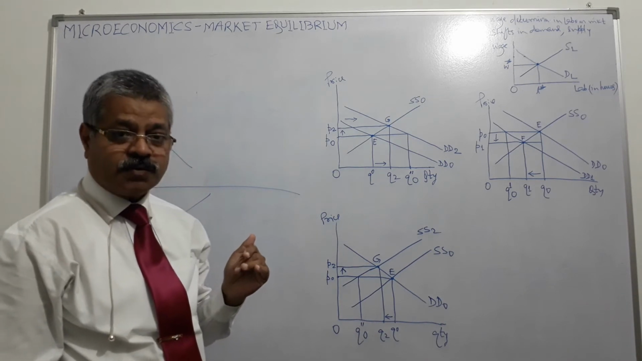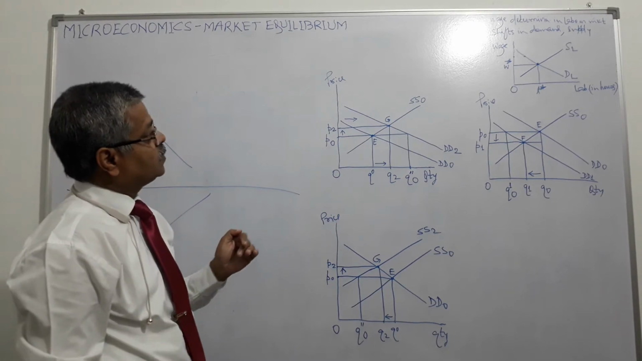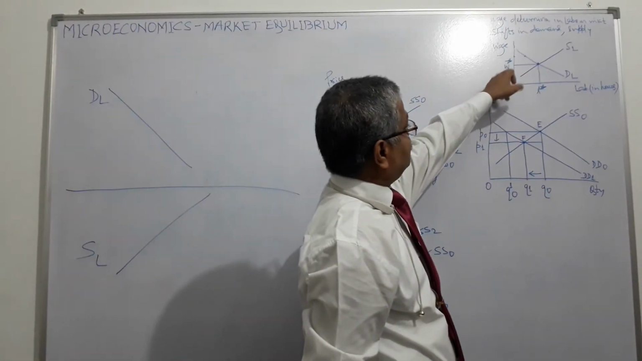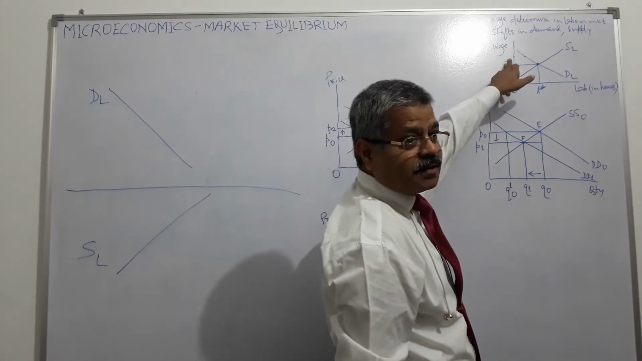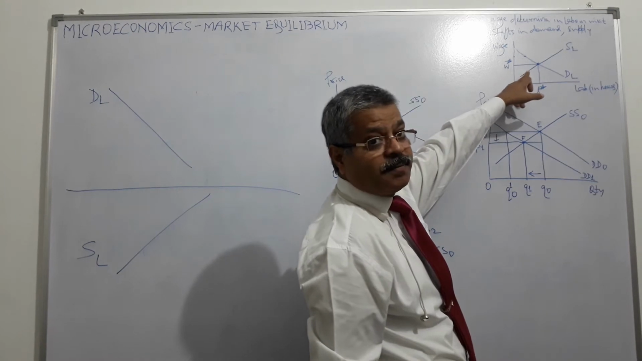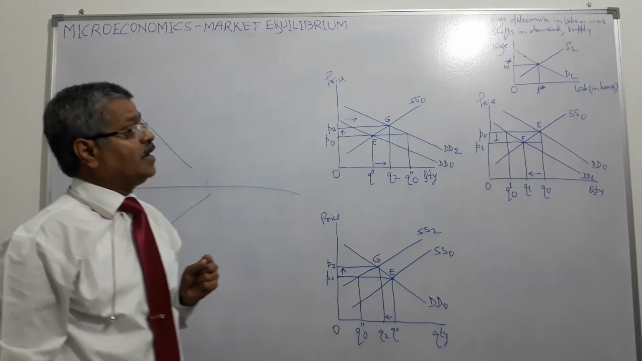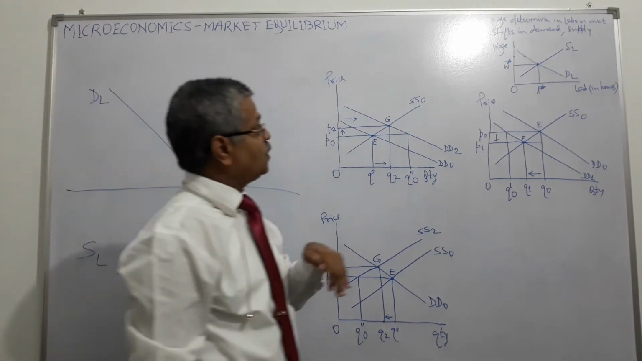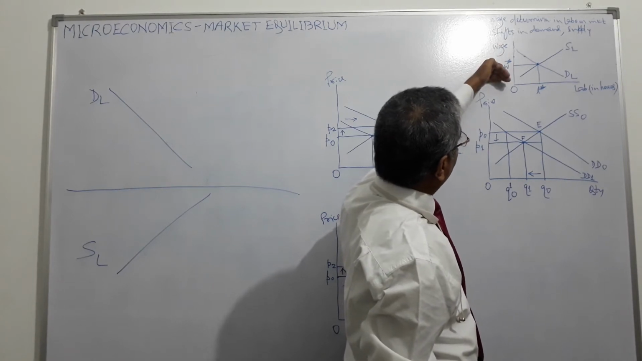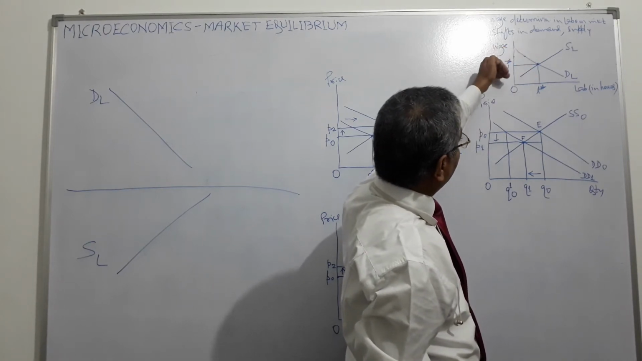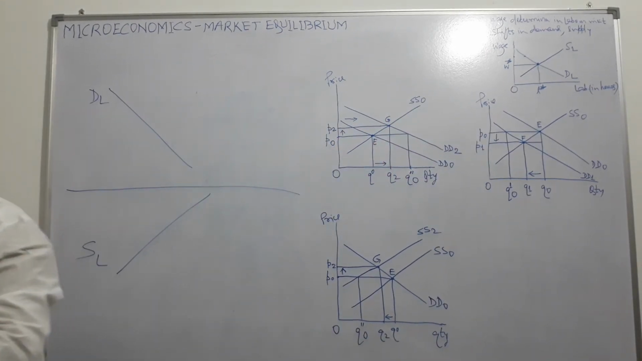See, the higher the wage rate, the less will be the demand for labor, and the higher the wage rate, the more will be the supply of labor. And the other way round, when the wage rate is low, supply of labor will be less and demand for labor will be more by the firms, right?